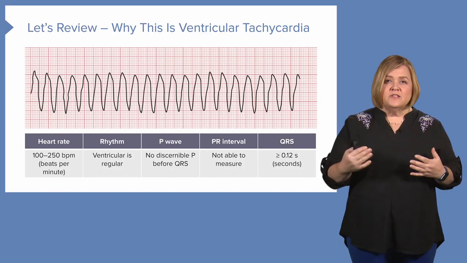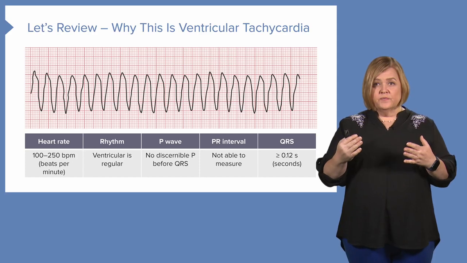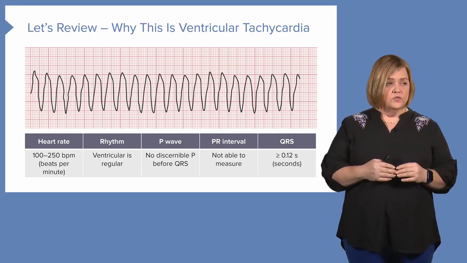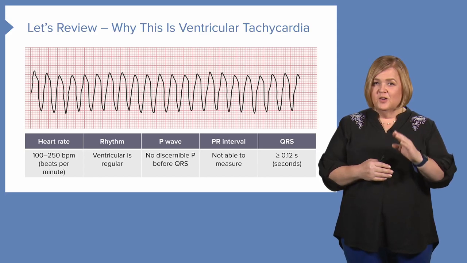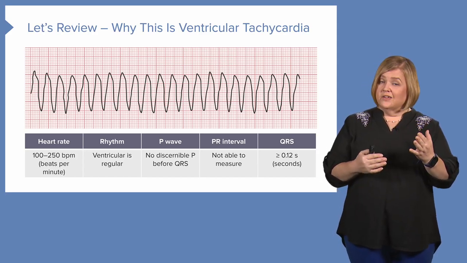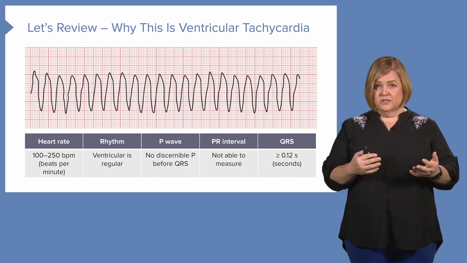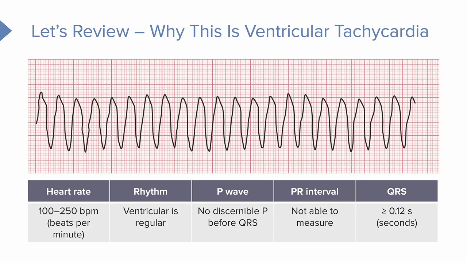So let's wrap this up by reviewing why this particular strip is ventricular tachycardia. Heart rate, zoom, real fast. Rhythm, oh, it's regular, but it's not really helpful or productive. P wave, can't see them. They're not discernible. You don't see a P wave before the QRS. Remember, this is just a ventricle problem and it's chaos. PR interval, well, if we don't have a P wave, we can't measure a PR interval. And the QRS is wide and bizarre. It's greater than 0.12, which is the normal range.